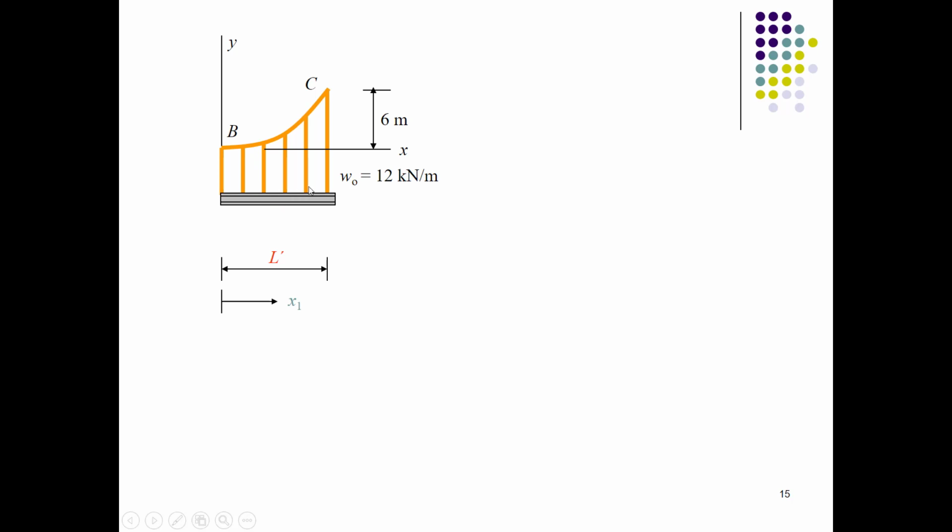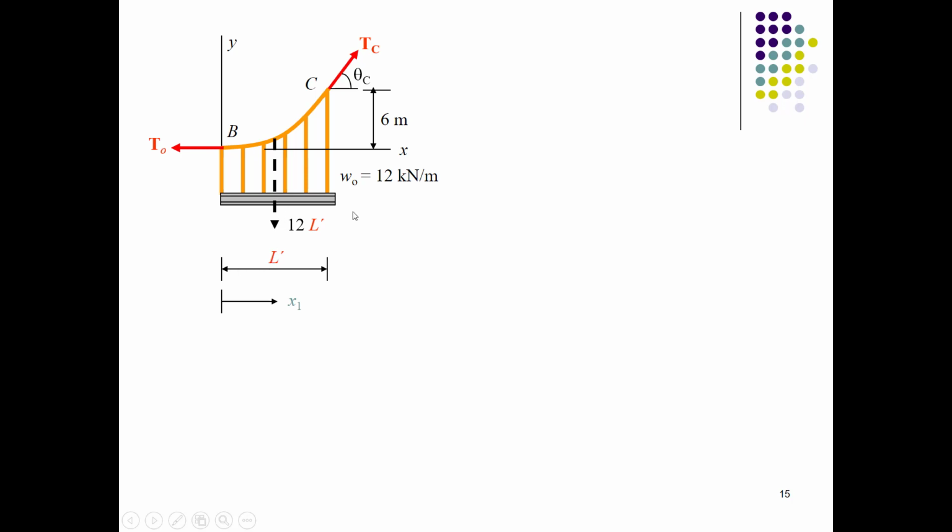So what we'll do is we just calculate TC and T naught. T naught is a horizontal component, TC is a tension at C point. We'll take the section at distance x1, and we'll draw the resultant of a UDL, which is acting at the midspan, which is 12 into L prime, which is the resultant of that UDL.